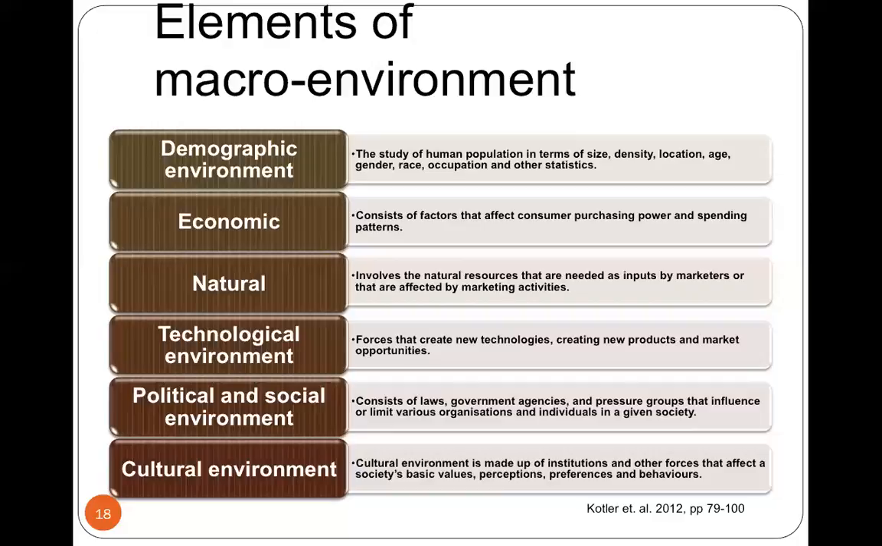The next one is the technological environment that helps us in creating new technologies, creating new products and market opportunities. Right, the big message in the technological environment also includes the digital technology that people use. Right, that helps us open opportunities to reach customers in a different way, to get engaged with the customers better. That's technological. Political and social consists of law, the government agencies, or the actors in political, and pressure groups that influence or limit various organizations and individuals in a given society.